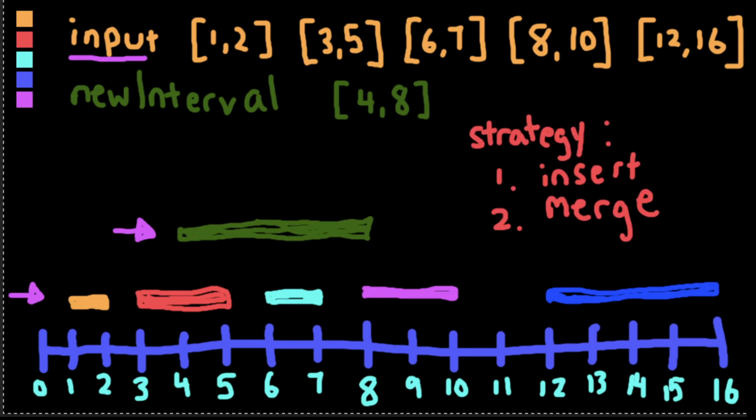Remember, the strategy is to insert, and then you want to merge. It might seem a little complex to insert an interval or an array into a current array that has a list of arrays, but there are ways to look at the problem to make it more simple to the mind. So let's take a look.